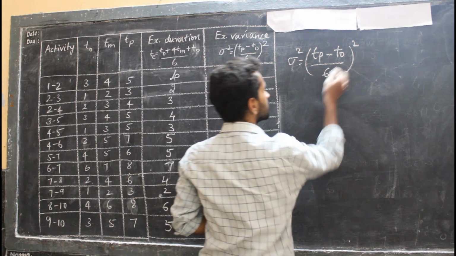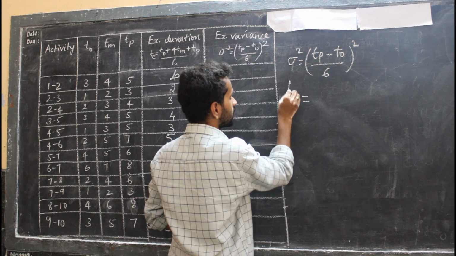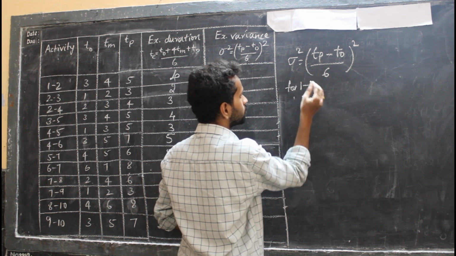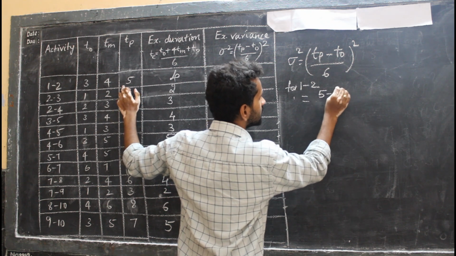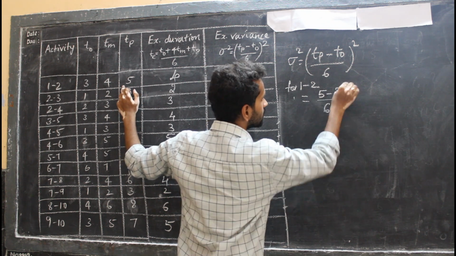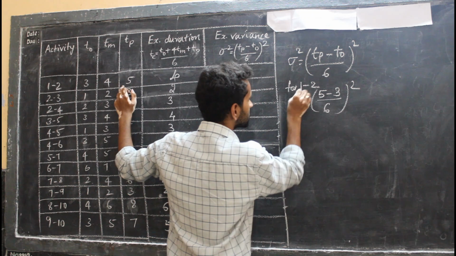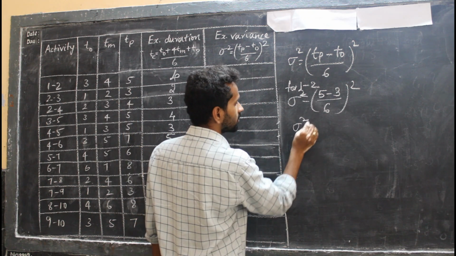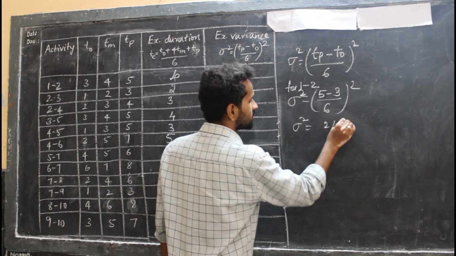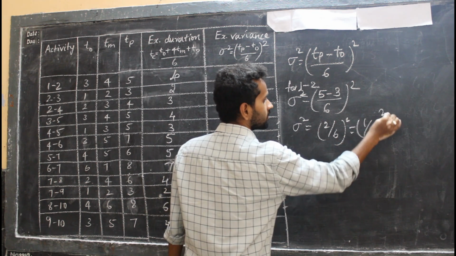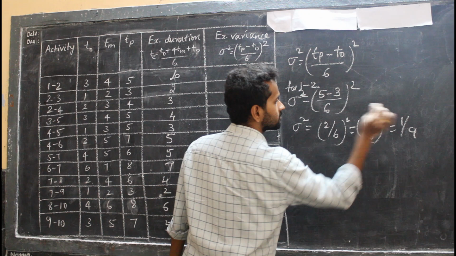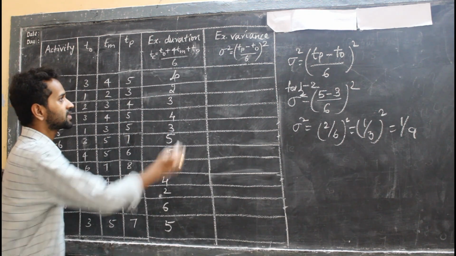For activity 1 to 2, sigma square is equal to (TP minus TO) divided by 6, whole square. TP is 5, TO is 3, so sigma square equals 2 by 6 whole square. This becomes 1 by 3 whole square, which becomes 1 by 9. So what is our sigma square for the first activity?